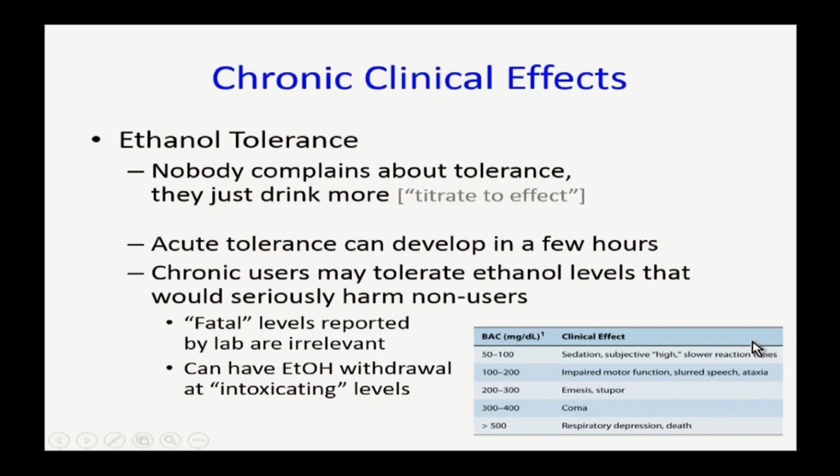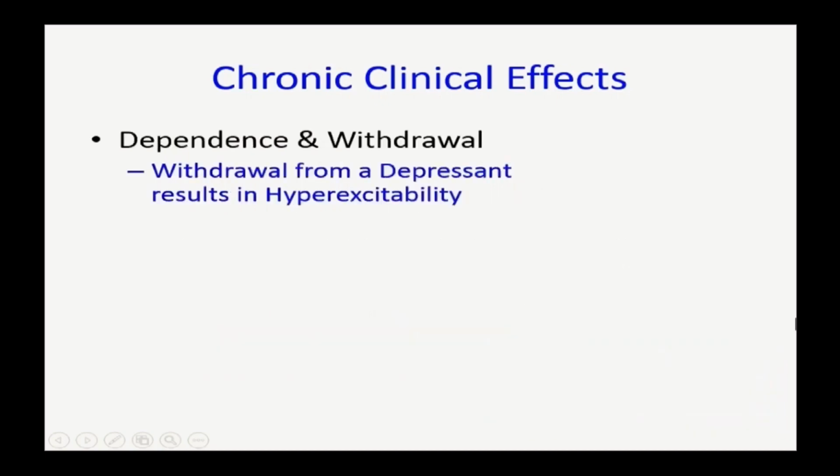As I alluded to before, in addition, chronic users can tolerate ethanol levels that would seriously harm non-users. So you have to be careful interpreting the lab values. It's not that rare that I'll see a serum ethanol level of 300 or 400 milligrams per deciliter, and the lab will report this as fatal, and the person is awake and talking to me. Similarly, someone who's chronically exposed to alcohol could even be going through alcohol withdrawal at what would be, for somebody else, a seriously intoxicating level.